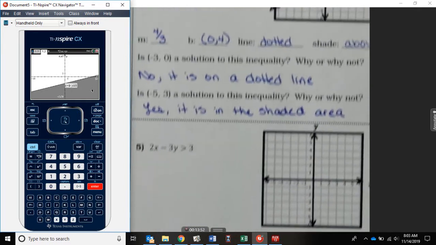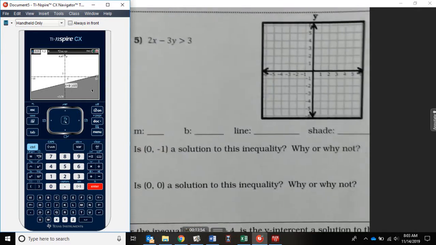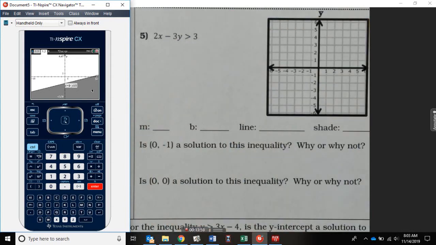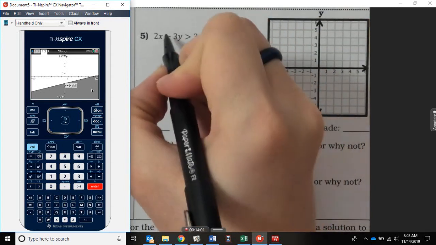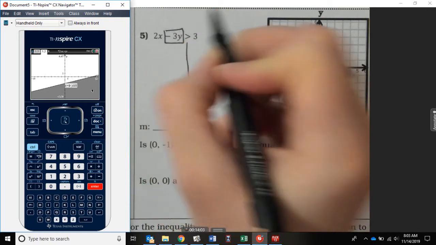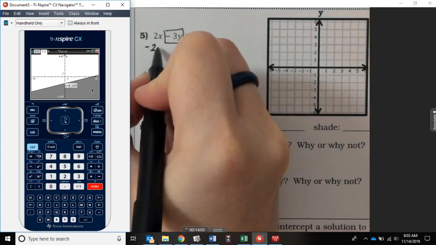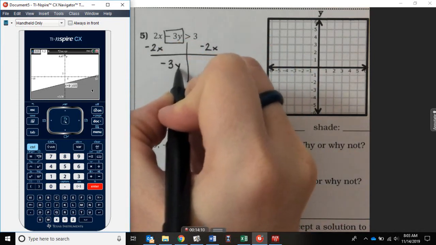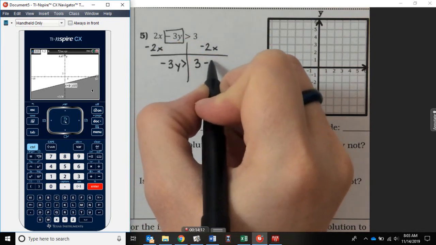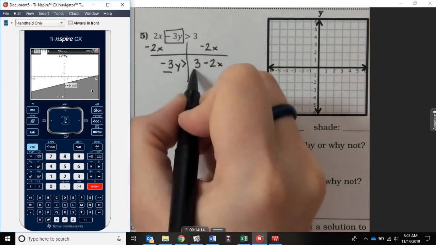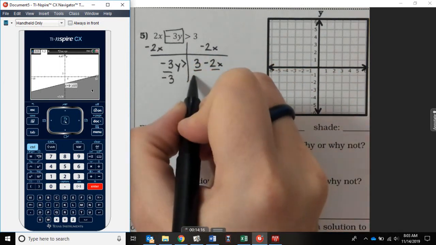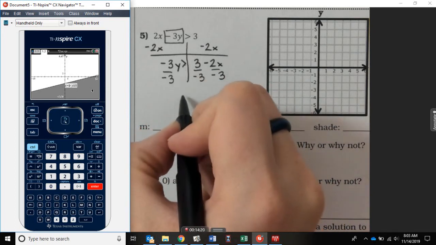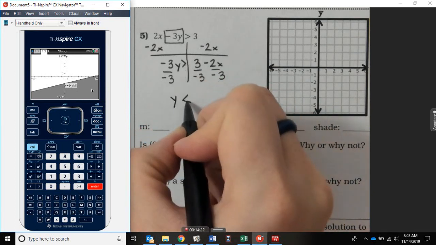Okay. All right. Number 5, last one. Again, brick wall, box in your y. This time my y is a -3y. I'm going to minus 2x on both sides. I get -3y is greater than 3 minus 2x. I'm going to divide every term by -3. When I divide by a negative, my inequality sign flips, so I have y is less than.